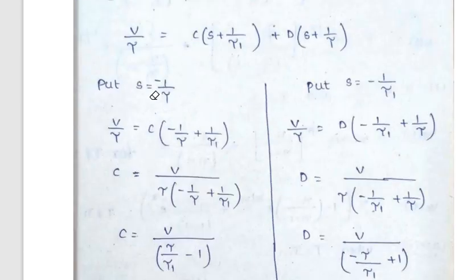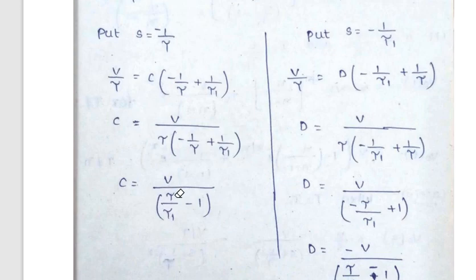First substitute s is equal to minus 1 by tau. Therefore, when s is equal to minus 1 by tau, the D term is 0. Therefore, V by tau is equal to C into minus 1 by tau plus 1 by tau 1. Therefore, C is equal to V by tau into minus 1 by tau plus 1 by tau 1. Therefore, C is equal to V by, taking tau as common, tau by tau 1 minus 1. Tau, tau cancel.